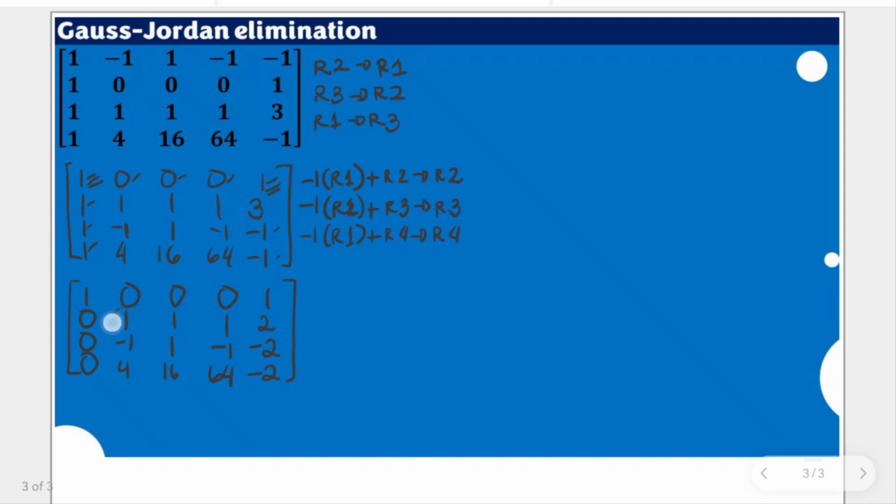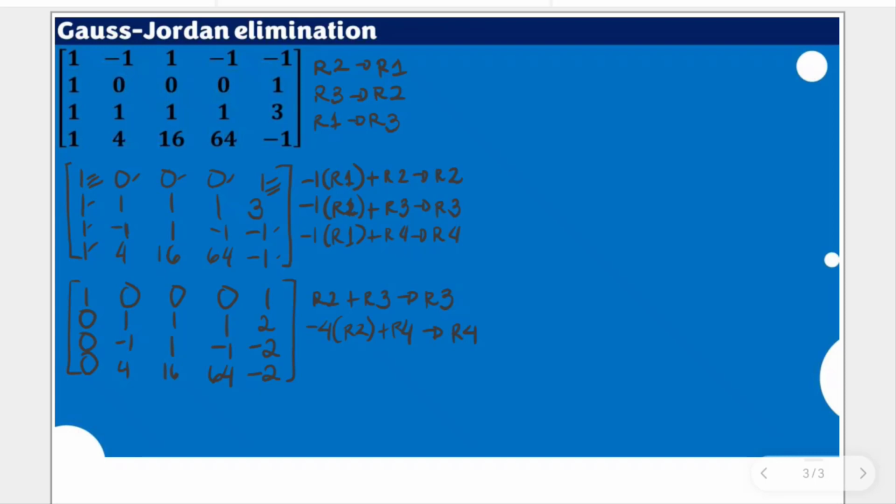Next, since this is already 1, we don't need to use other operations with that, but we are going to make these next entries equal to 0. With that, let's simply add row 2 and row 3 for our new row 3, because that will become 1 plus negative 1, so 0. And multiply negative 4 to row 2 plus row 4 for us to have the new row 4.